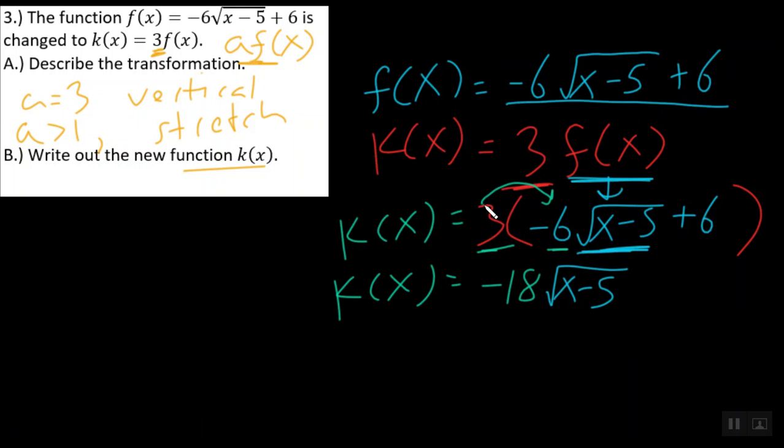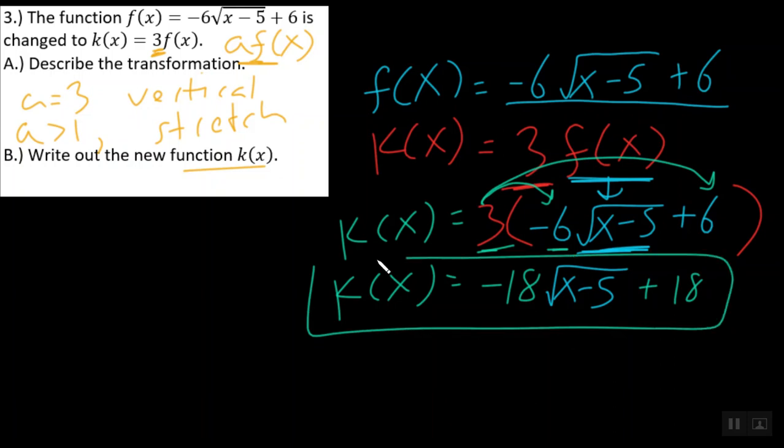And then from here we have the 3 times the constant at the very end. This is the part that most students will make a mistake on. 3 times 6 is positive 18. And there you go. There's our new function, k of x.